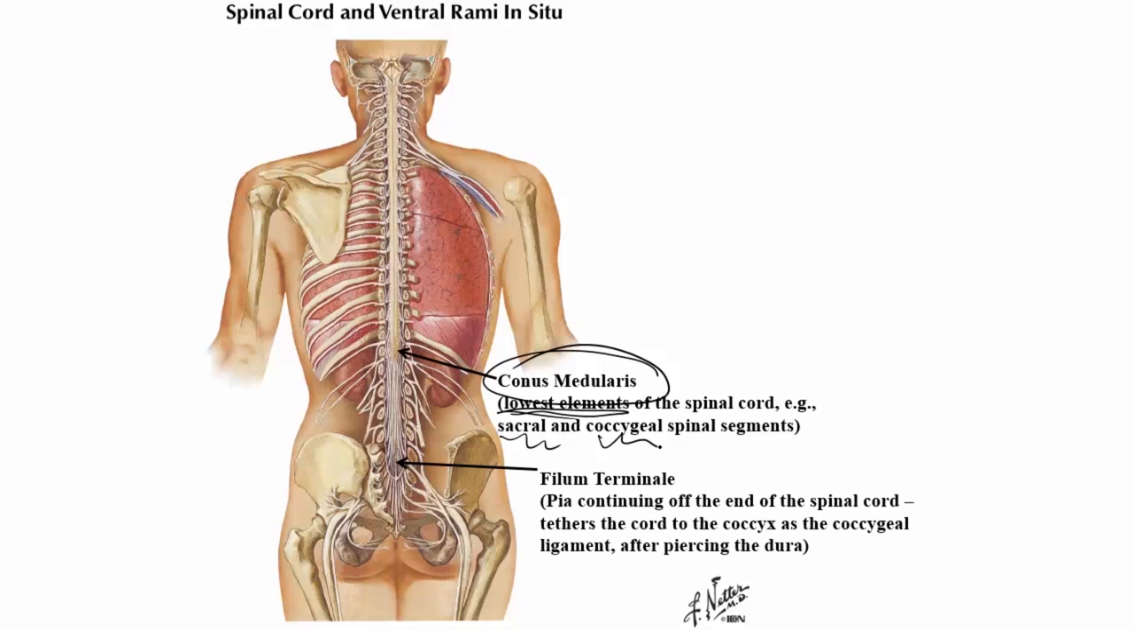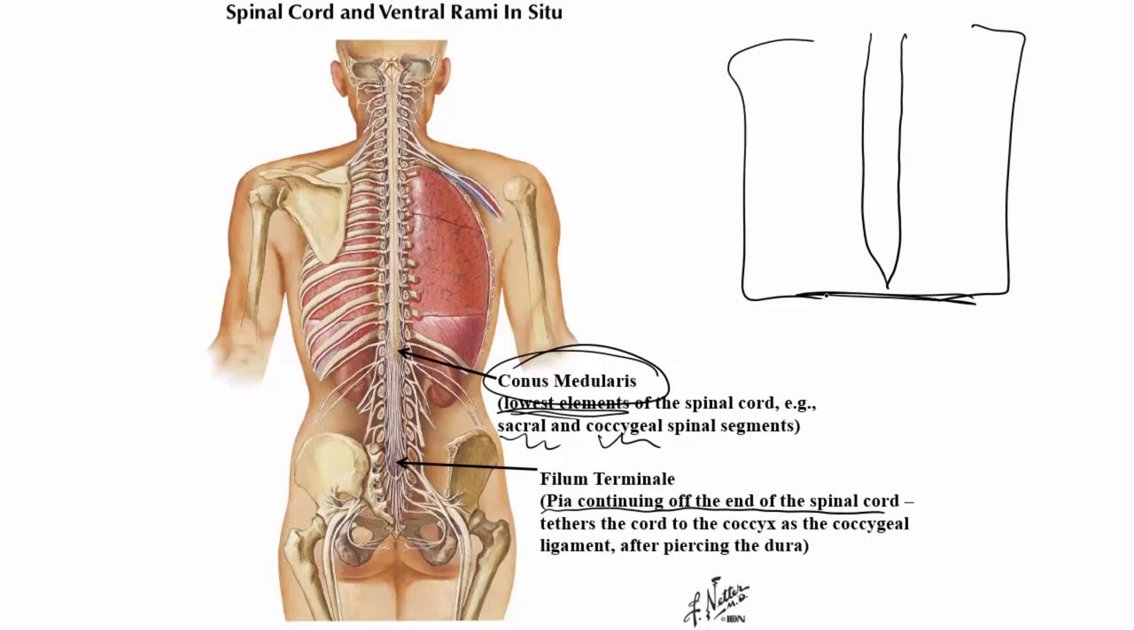The filum terminale is another interesting little connective tissue piece coming down from the pia. So it is the pial continuation of the spinal cord. So in other words, if this is the spinal cord, we know the skin is pia. And then because of that differential growth, remember this in the fetus was the same length as the vertebral column. But now the spinal cord is shorter, but the pia still has its attachment to the bottom of the vertebral column. So that pial attachment is called filum terminale.